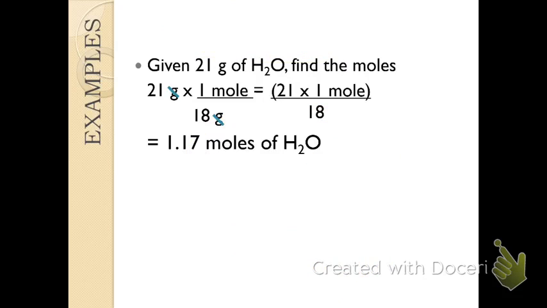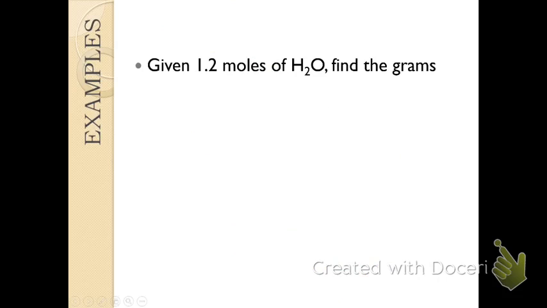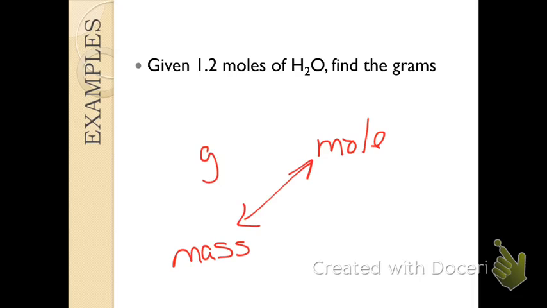Okay, let's do another one. This time I have 1.2 moles of water and I need to find the grams. So once again, I have moles and I have mass. And I know I'm dealing with grams per mole. But this time I'm going from moles to grams, so I need to multiply. Okay? I'm going to use the molar mass, but I'm going to multiply.